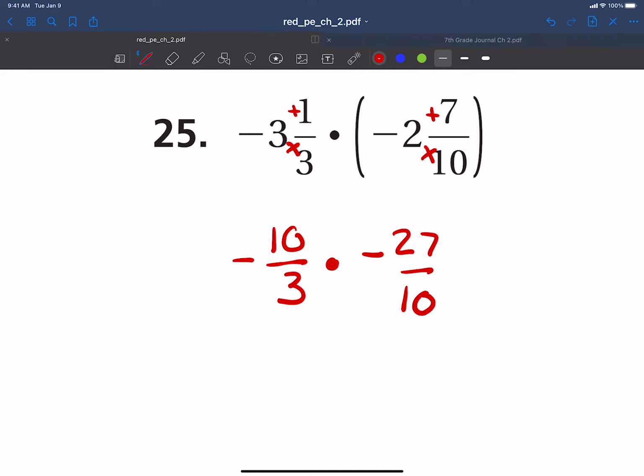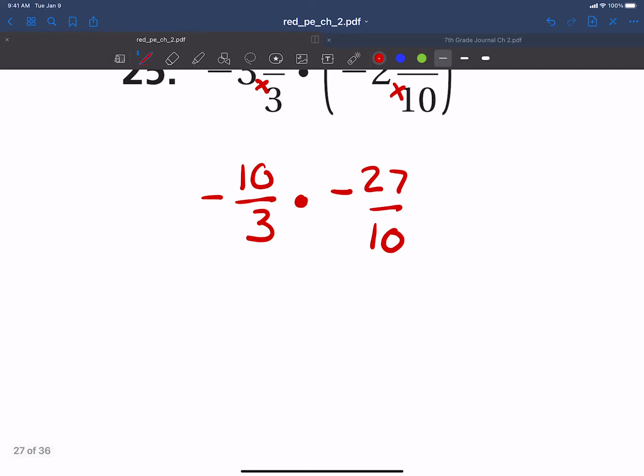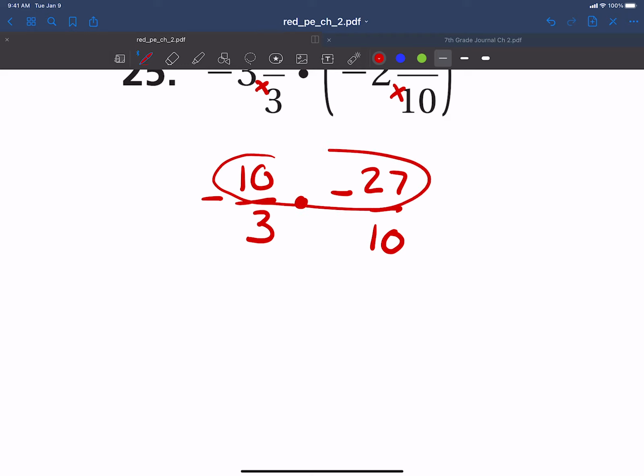Now, just do what we just did. You multiply the numerator with the numerator, the denominator with the denominator. Now, guys, don't panic. Anything times 10 is super easy. You just put a 0 behind the other number, right? So it'd be 270 over 30.